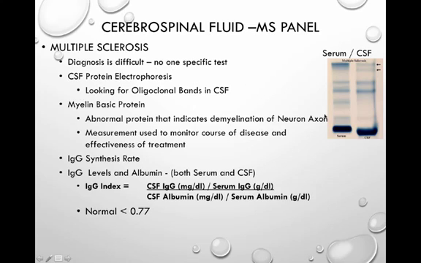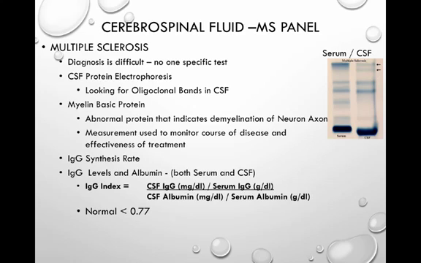On the right-hand side, we can see those bands with the arrow pointing to them in the CSF. Myelin basic protein is an abnormal protein, and its presence indicates the demyelination of neuron axons. Comparison of the serum and CSF levels of albumin and IgG can also provide useful information in making a diagnosis and monitoring the progression of MS.